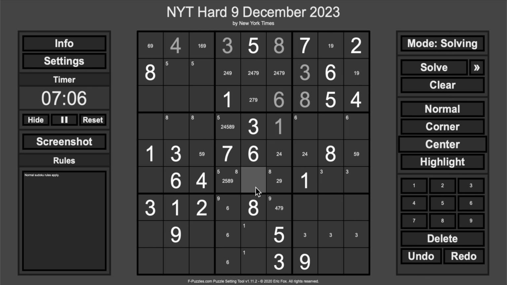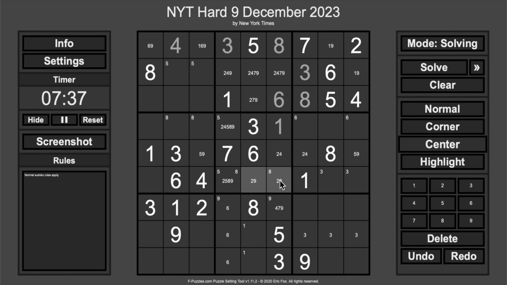That's not 1, 3, 4, 5, 6, 7, 8. Okay, that is 2 or 9. And this is not 1, 3, 4, 5, 6, 7, 8. Okay, so 2, 9 here. And that one sees 1, 3, 5, 6, 7, and 8.